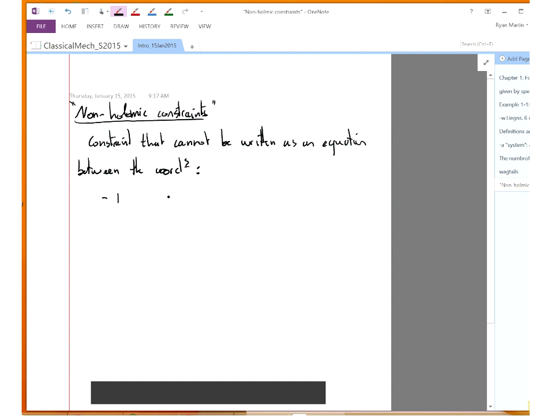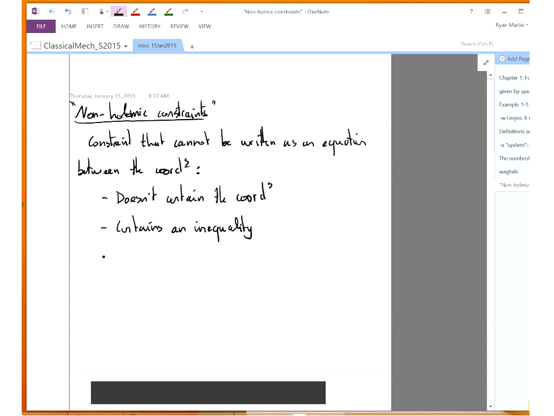So either the constraint equation doesn't contain the coordinates, or it contains an inequality. So it could be a constraint equation that does indeed relate the coordinates to each other, but it's an inequality rather than an equality. That would also be non-holonomic.